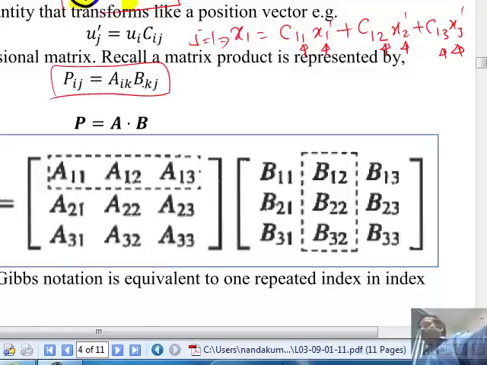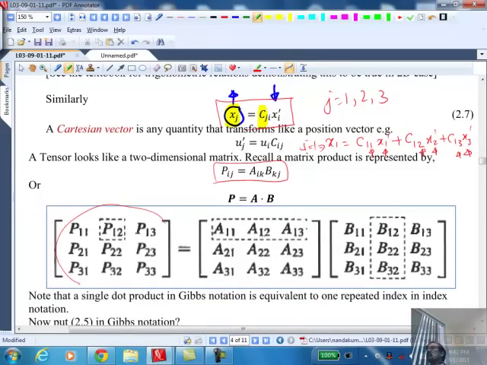So when I say Pij, I have two free indices, and each index can take all three possible values. So I actually have a collection of 9 numbers. If I have only one index, I have a collection of 3 numbers. Those are the components of a vector. So these are the components of a second order tensor, P11, P12, P13, P21, P22, P23, etc. Now, how do we define the product?